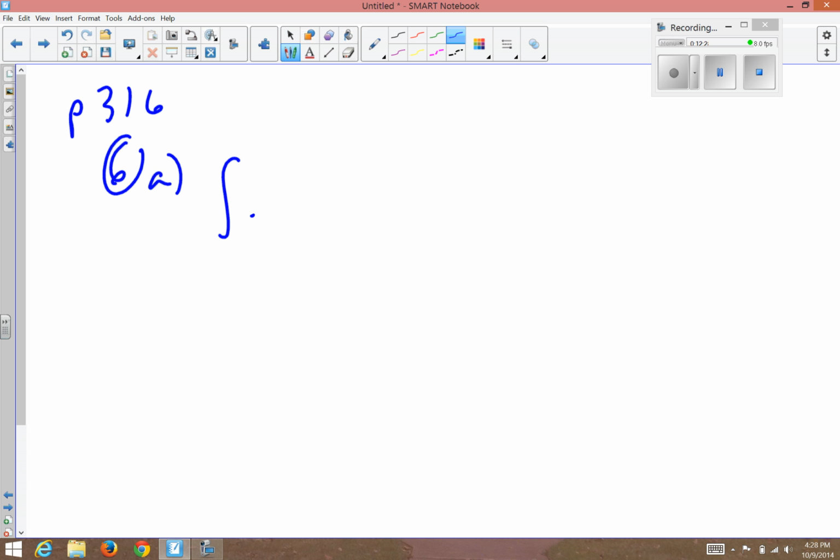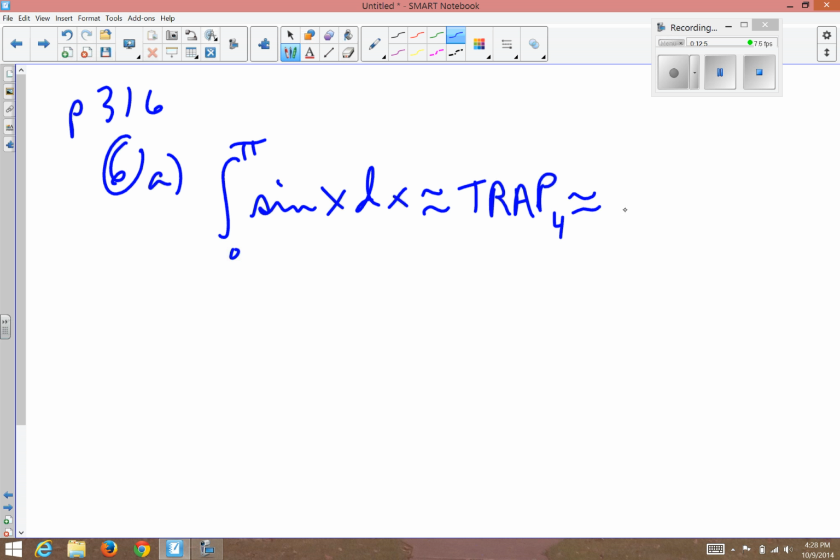It says the integral of sine x dx from 0 to pi, using the trapezoidal rule. This is approximately equal to the trapezoidal approximation, subscript 4, and that came out to be about 1.896. Part B says use the concavity of the function to predict whether the approximation is an overestimate or an underestimate.